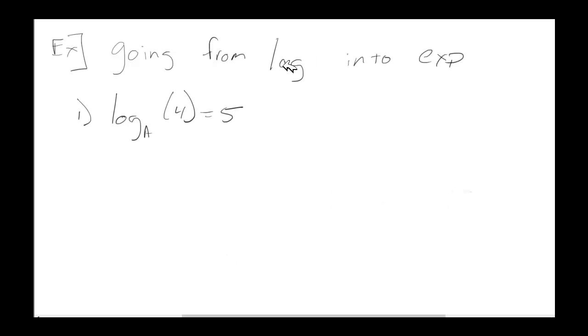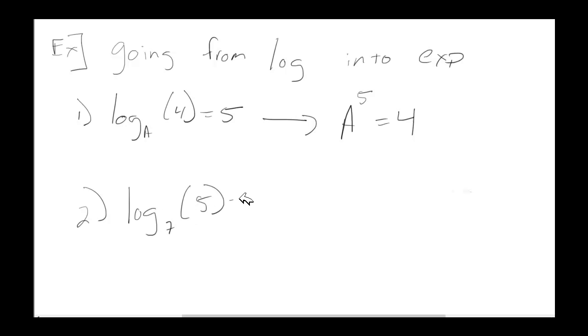Okay, so now I want to go from a logarithm into an exponential. So to do this, the base stays the same, so here's my a. Output turns into the exponent, input turns into the output, because they're inverses. Let's look at one more. Let's do log base 7 of 5 equals x. So if I want to put this in the exponential, it would be 7 to the x is 5.